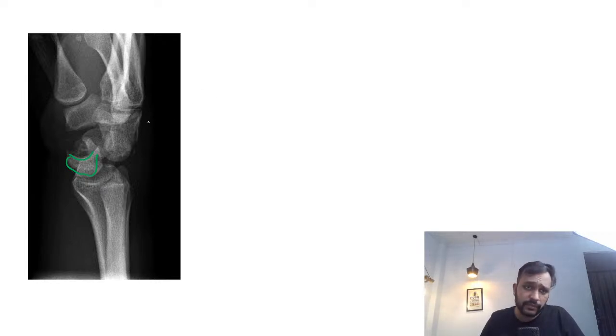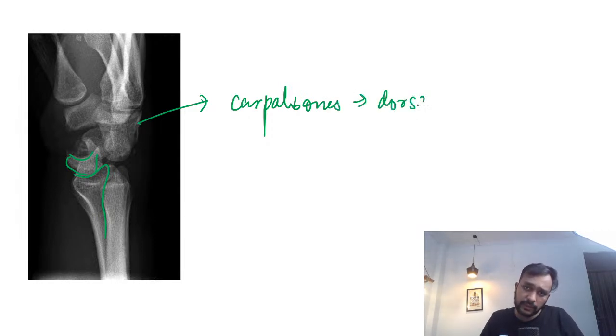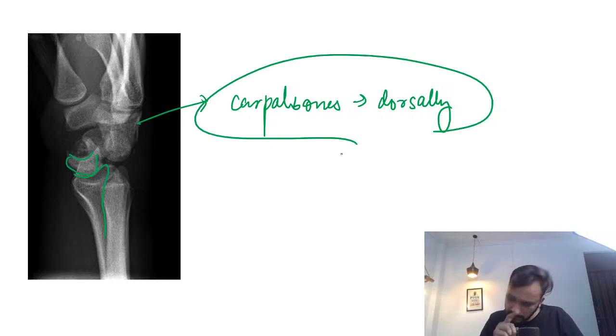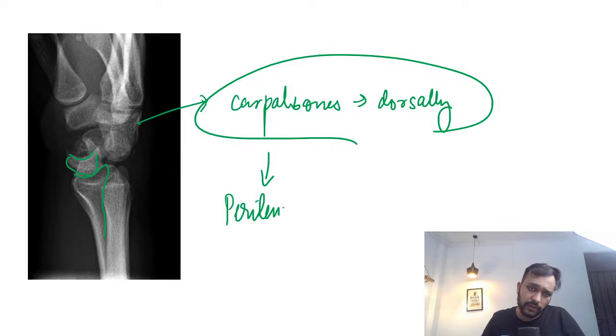the rest of the carpal bones will displace posteriorly. If you can see, the relationship between the lunate and the radius is maintained, whereas the rest of the carpal bones are displaced dorsally. Okay, so the case in which lunate remains at its own position, whereas the rest of the bones are displaced posteriorly, this is known as the case of perilunate dislocation. Perilunate dislocation.